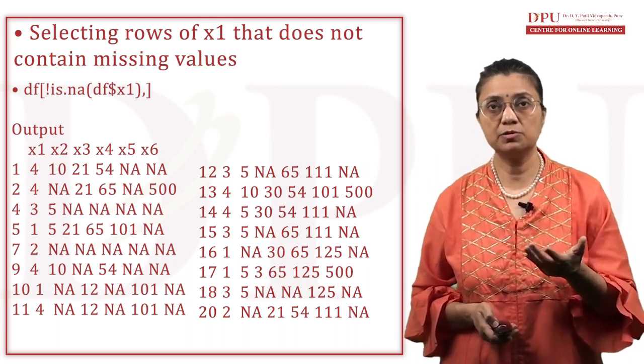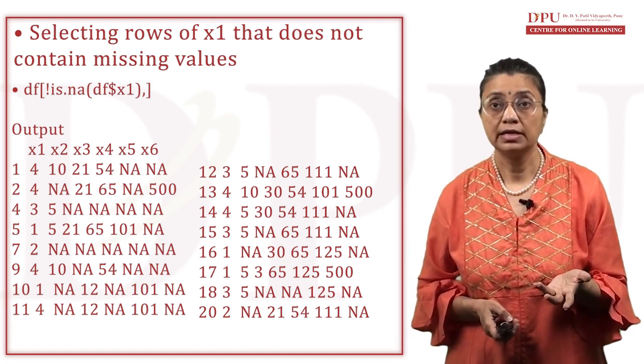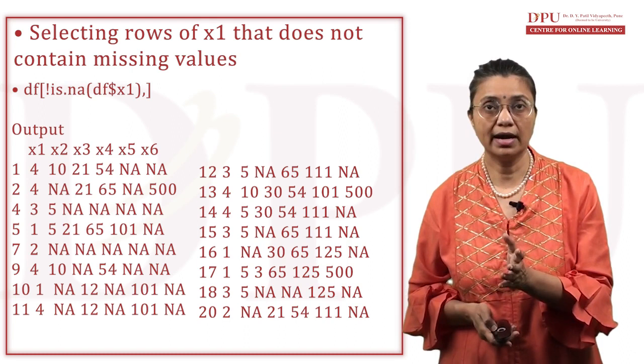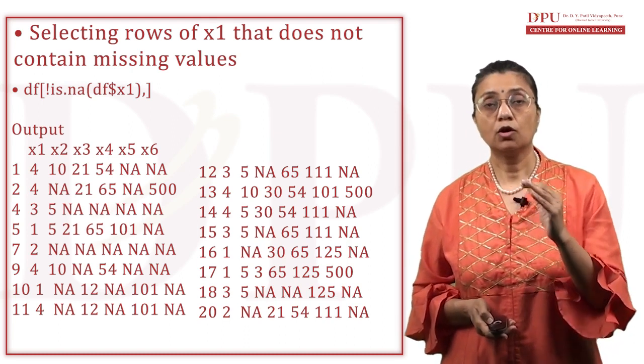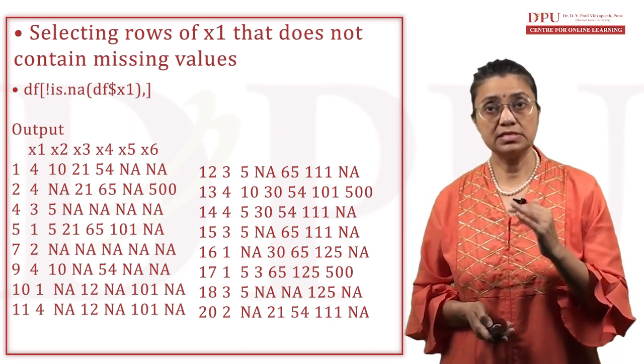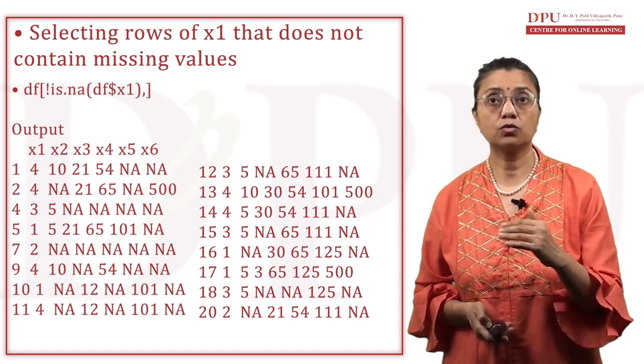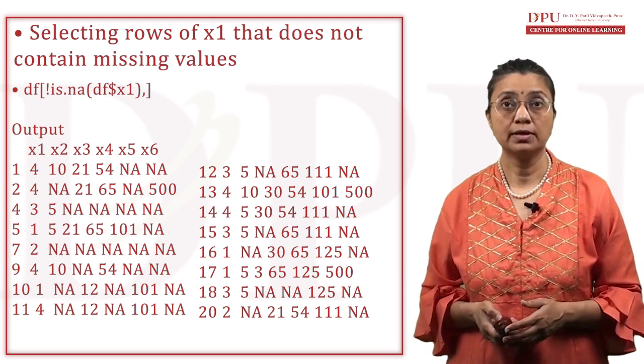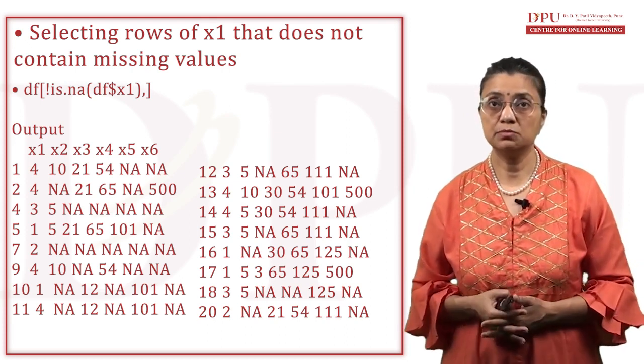If I am putting an exclamation mark, I'm saying is.na is false. In that case, I'm getting all the rows. So on that particular column, I have applied a filter on the basis of NA, and if is.na is true, the entire row is missing over there. And that is how I'm selecting the rows of x1 that do not contain a missing value.